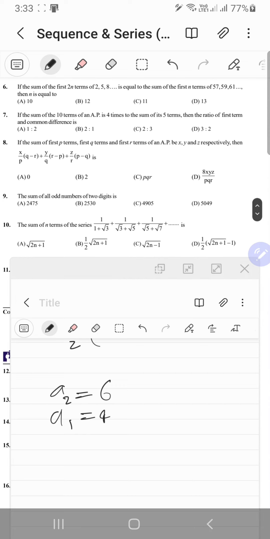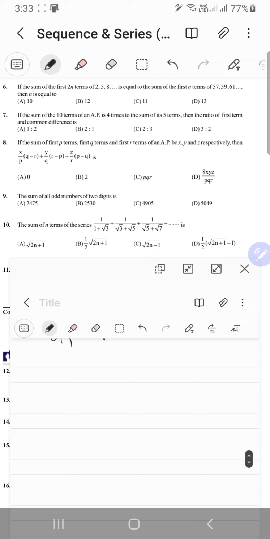Next, if the sum of the first 2n terms of this is equal to the sum of the first n terms of this, then n is equal to, so 2n terms of this thing, that's going to be 2n upon 2 into 2a, so 4, then minus d. D is 3 in this case, plus d times n, so like 2n in this case, so 2n times 3 is 6n.